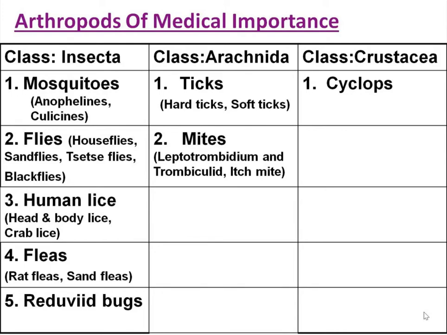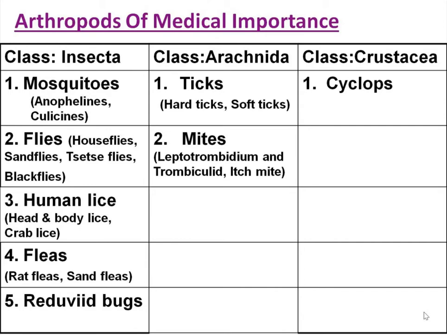Next group is flies. Flies can be house flies, sand flies, tsetse flies, or black flies. All of these come under the flies category. Next, human lice. Human lice can be head louse, body louse, or crab louse. These are the different types of human louse which transmit diseases to humans. Next category is fleas. Examples are rat flea and sand flea. Rat flea can cause plague and so on. Next are red-winged bugs. So these are all the various types of arthropods that come under the class Insecta.